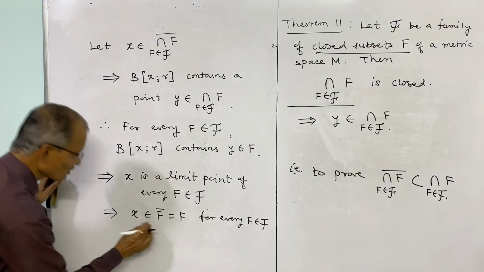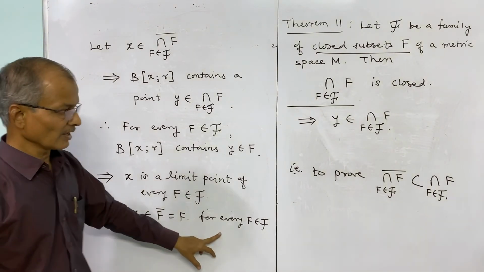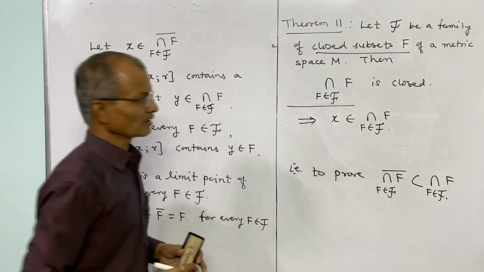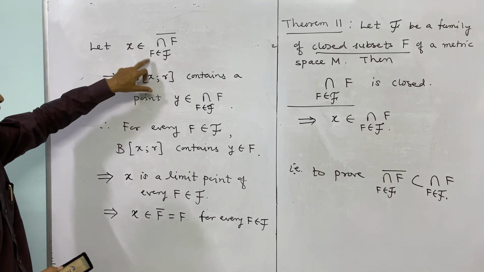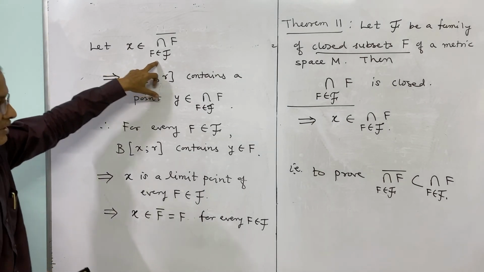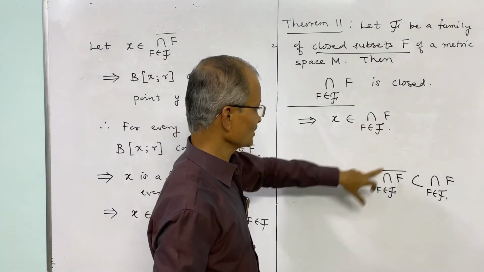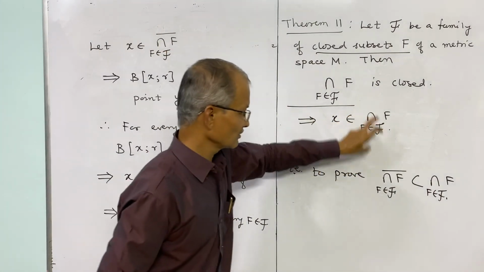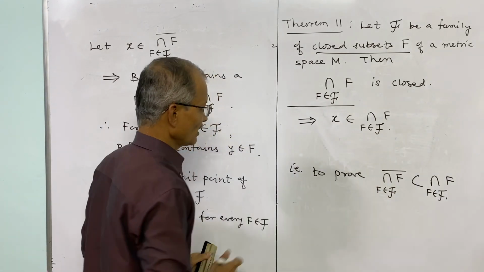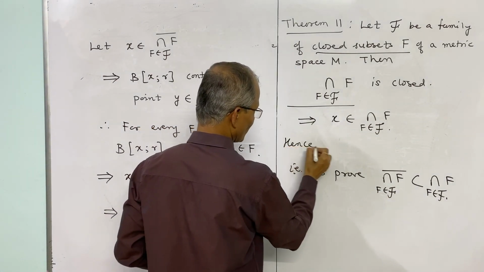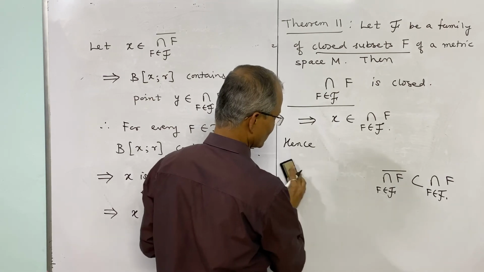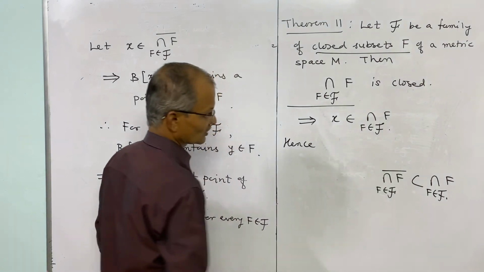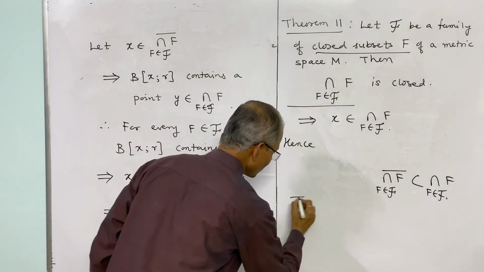So therefore X belongs to F bar for every F, and this implies X belongs to the intersection of F. Starting with X in the closure of this intersection, we have proved X is in this intersection, which means the first is a subset of the second. So this is what we had to prove. Hence the closure of this is a subset of the intersection of F, and this completes the proof.